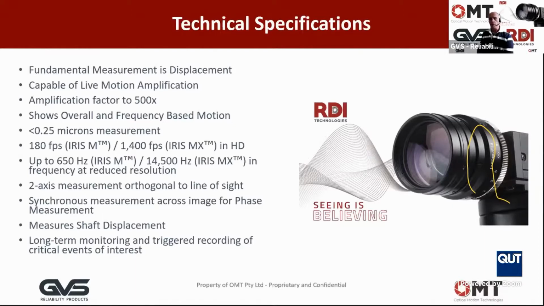I mentioned earlier that we can measure right down to 0.25 microns, so we can detect fairly small amplitudes of displacement. The frame rate of the standard RSM system, we can acquire at 180 frames per second in full HD, high definition video footage. And I guess that's like a sample rate.